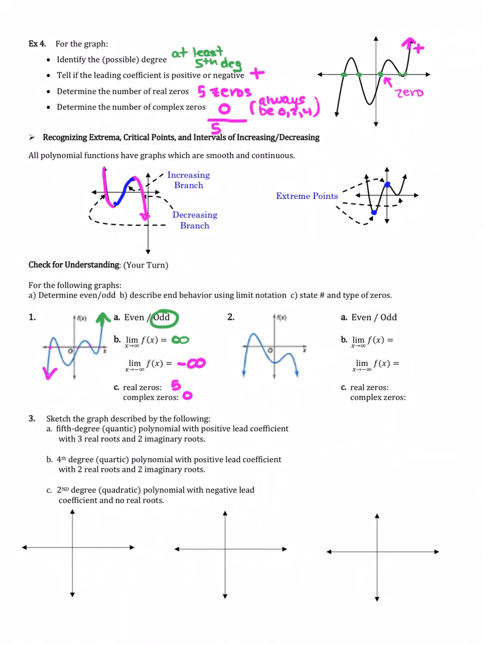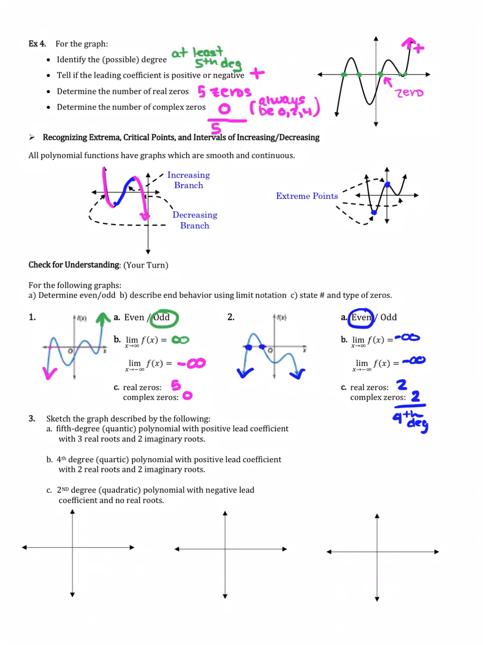And this one, it's going to be even, and you're going down in both. These are both going down. And then you have 2 real zeros, and it looks like you then would have 2 complex, because this looks like it would be a 4th degree since you have 3 turnarounds.